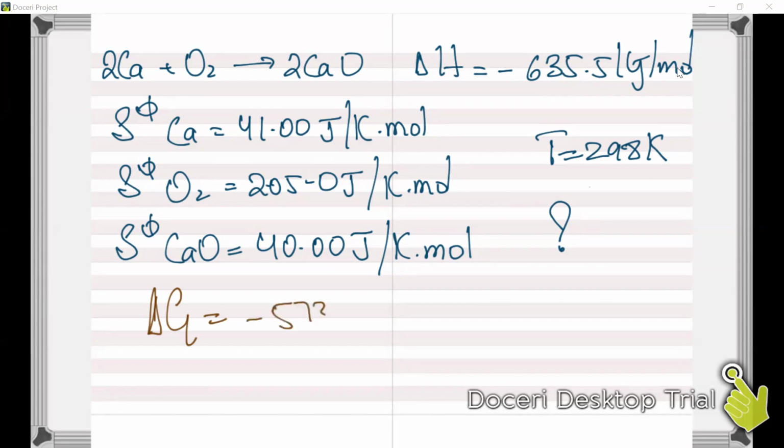Yes, that's the right answer. Minus 73.8 kilojoule per mole.